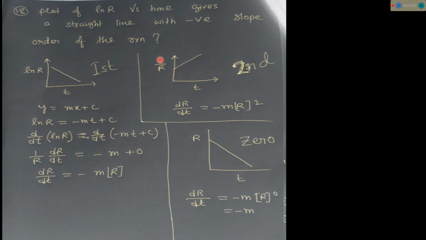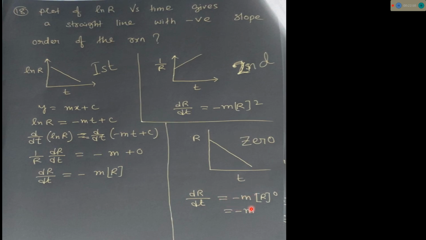If we plot 1 by r versus t and the line has a positive slope, then we will get dr dt as minus mr square. Since the rate dr dt is proportional to the r square term, it is a second order reaction. So if 1 by r versus t gives a straight line with positive slope, it is second order. In the same way, if we change the y-axis term to r, only concentration, versus t, then we will get dr dt as minus m only.